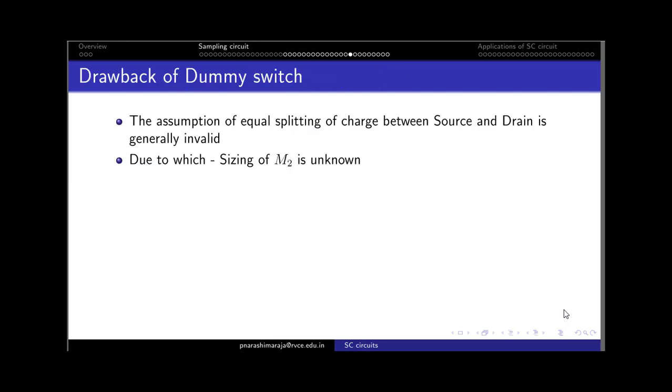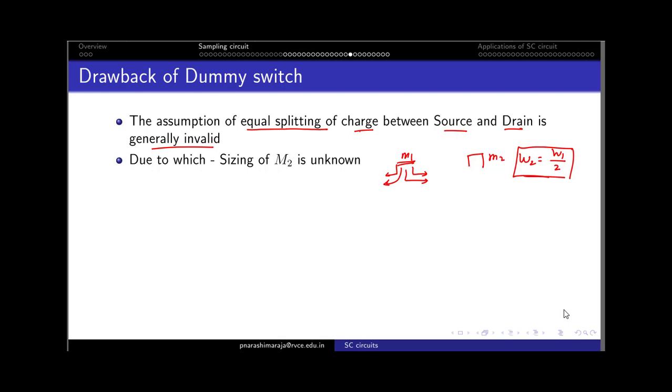So let us look at the drawbacks of this. In this case, the assumption of equal splitting of the charge between the source and the drain is in general invalid. We are not sure what type of impedance the source terminal sees and what impedance the drain terminal sees from the M1 channel. Because of this, the assumption of equal charge being distributed through the drain and the source is generally invalid, and due to that, sizing M2 with width equal to half the width of M1 generally becomes invalid. Purely, it doesn't work.